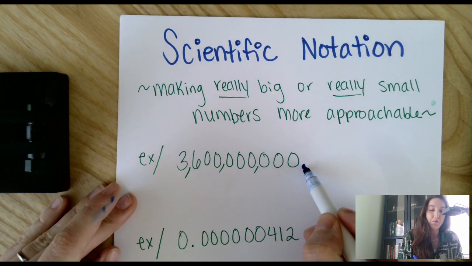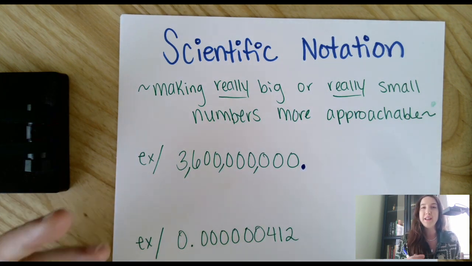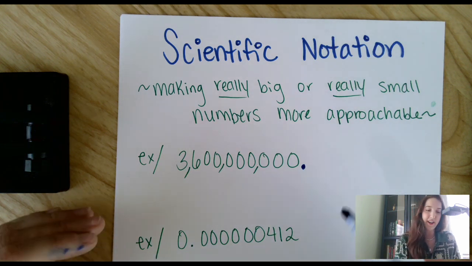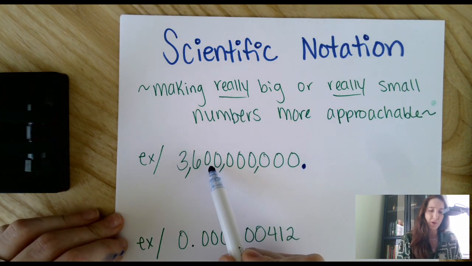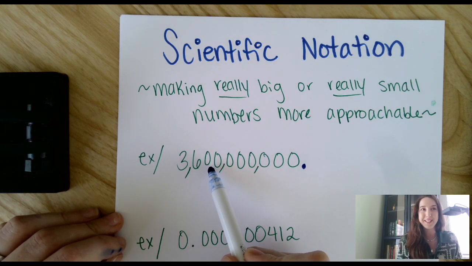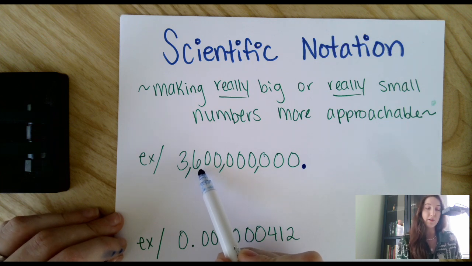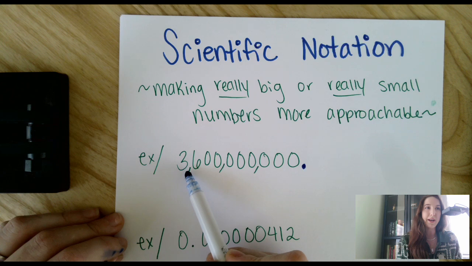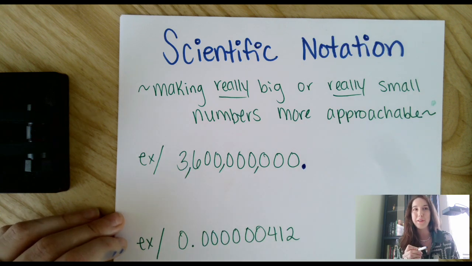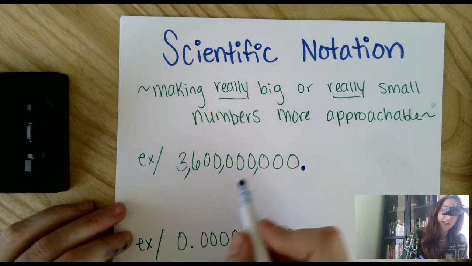Then you are going to move your decimal until you get a number that is greater than 0, less than 10. Let's say I move the decimal here. That would give me 360, not small enough. If I go over again, I would get 36, still not small enough. If I go one more time, I get 3.6. That's the number that is greater than 0, less than 10, so that's going to be my base.